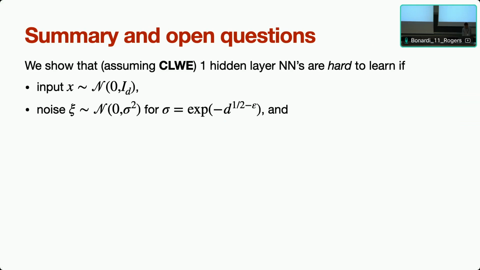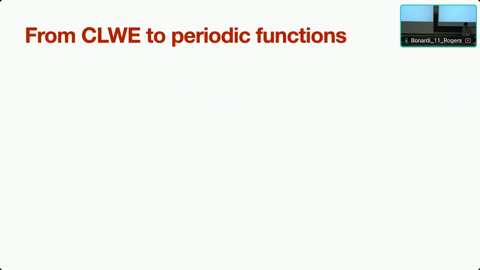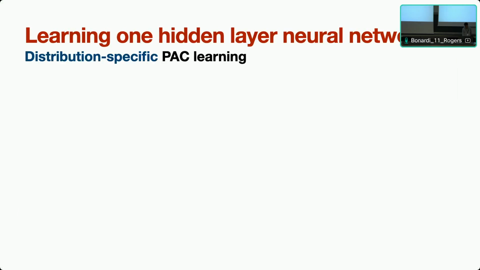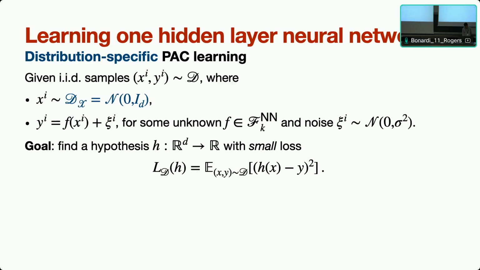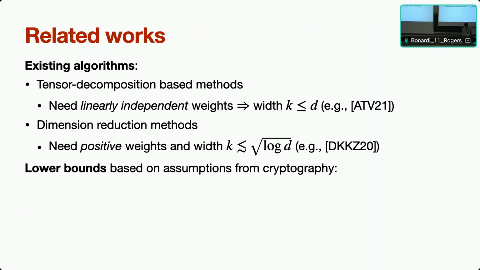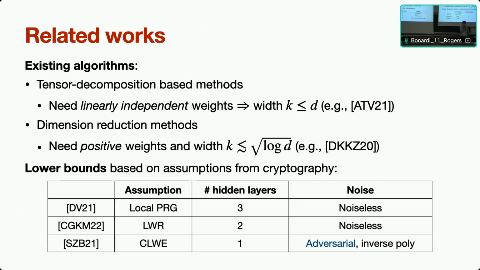Yeah, this would imply an SQ lower bound. I don't think it will go the other way, right? If there's an SQ lower bound, that doesn't imply hardness in the cryptographic sense. That's right. Yes. But by the way, this work on two hidden layer neural networks also has an SQ lower bound, and this DKKZ paper here also has an SQ lower bound for learning one hidden layer neural networks. Thanks.